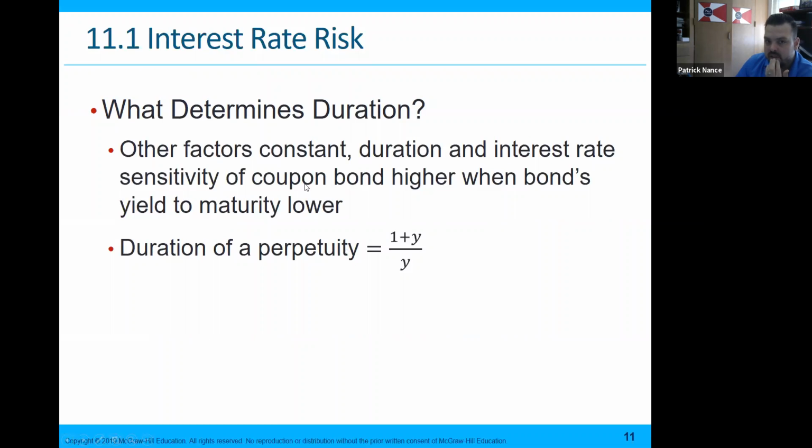All right, what other things determine duration? Other factors constant, the duration and interest rate sensitivity of a coupon bond is higher when a bond's yield to maturity is lower. And the duration of a perpetuity is this. So if it's a bond that we never know when it's going to mature, this is the function we would use for that.